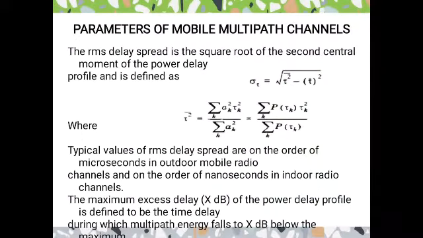The RMS delay spread is the square root of the second central moment of the power delay profile and is defined as sigma_tau equal to square root of tau square bar minus tau bar square, where tau square bar can be given, as we have already discussed, as sigma_k a_k square t_k square divided by sigma_k a_k square. The typical values of RMS delay spread are on the order of microseconds in outdoor mobile radio channels and on the order of nanoseconds in indoor radio channels.